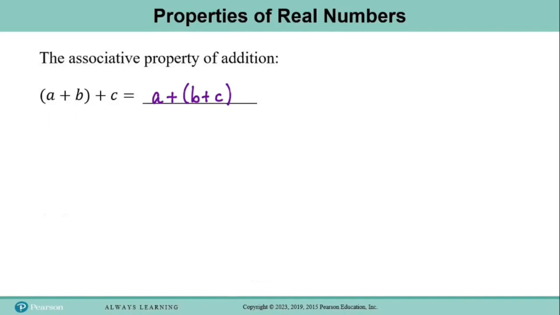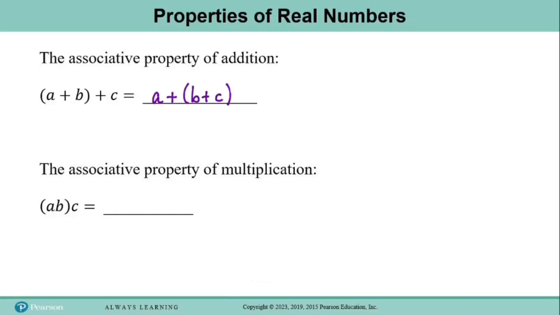Now notice that the order of the numbers did not change. A, B, C, A, B, C. These numbers are not commuting, but we are changing the way they are grouped. So we are changing the way they are associated with each other. But it doesn't matter because it's all addition. The result will be the same. So if you add the first two numbers together and then the third, that's the same answer as if you add the last two numbers together and then add the first. Either way, you get the same answer.